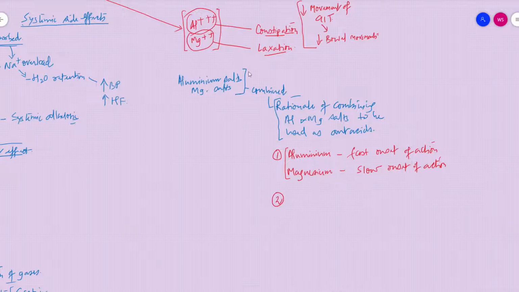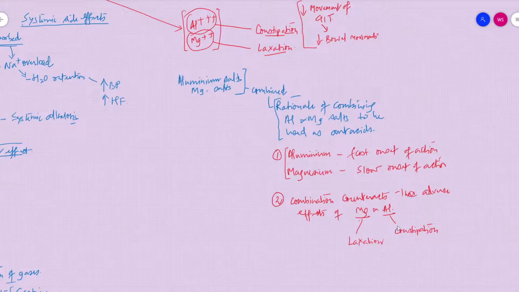The second reason is to counteract this adverse effect. Aluminum causes constipation, magnesium causes laxation. So the combination counteracts the adverse effects of magnesium and aluminum. If we give it as a combination, they will counteract each other. So there won't be more laxation or more constipation, but there will be their action as antacids.